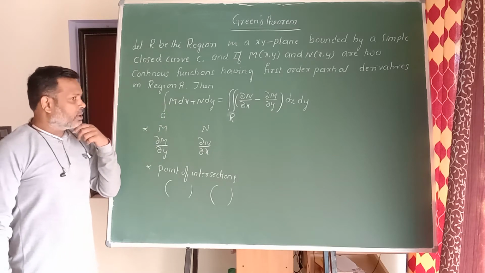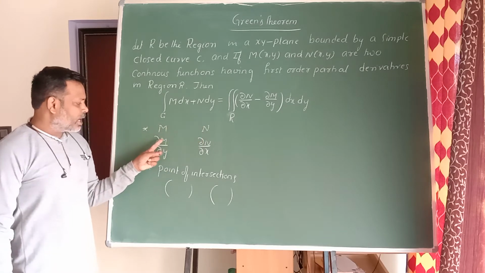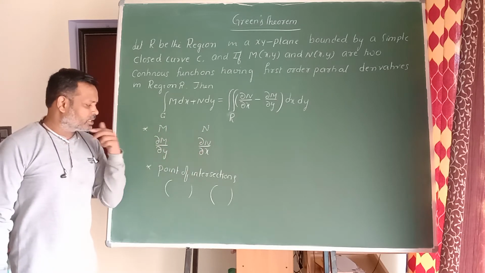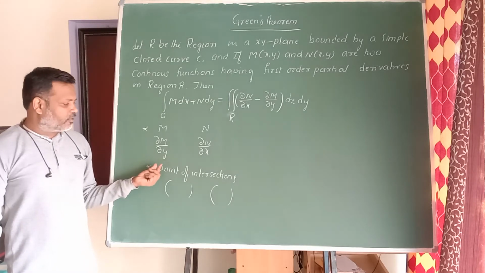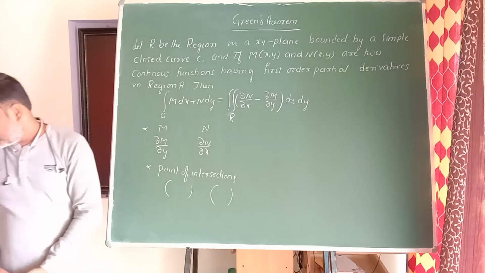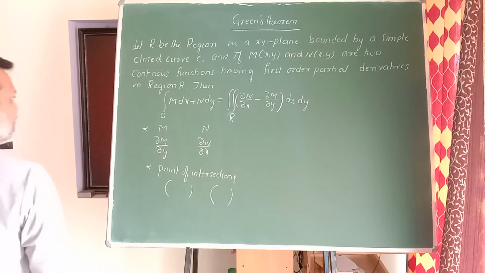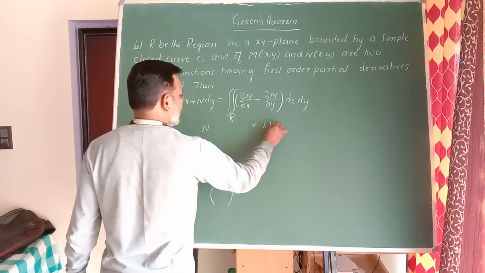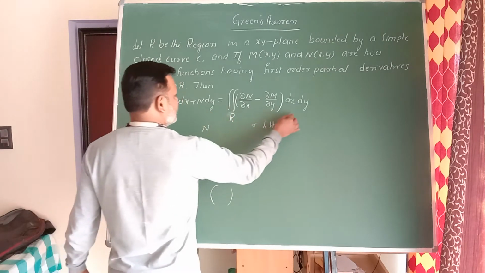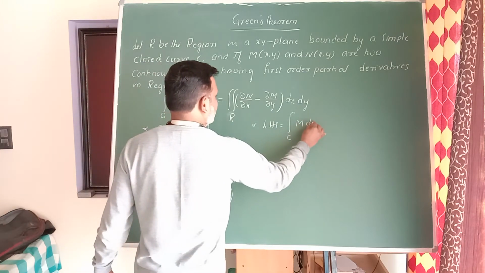To do the problems in Green's theorem, first identify M and N, then find dou M by dou y and dou N by dou x. Now consider the two given curves, find the points of intersection, then write down Green's theorem. After that, find the LHS. What is the LHS here? The line integral over C of M dx plus N dy.